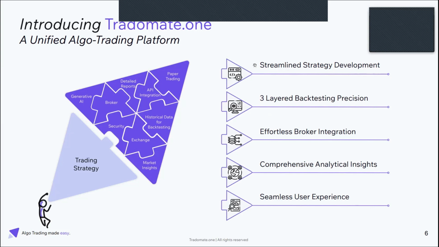And these are the 5 different segments that we are offering. First one is streamlined strategy development. They will have a very easy-to-understand platform where they can build their own strategy. Second is the backtesting approach that I mentioned in the beginning. Third is very easy, click-of-a-button broker integration. Fourth is comprehensive analytical insight. And the fifth thing is seamless user experience.